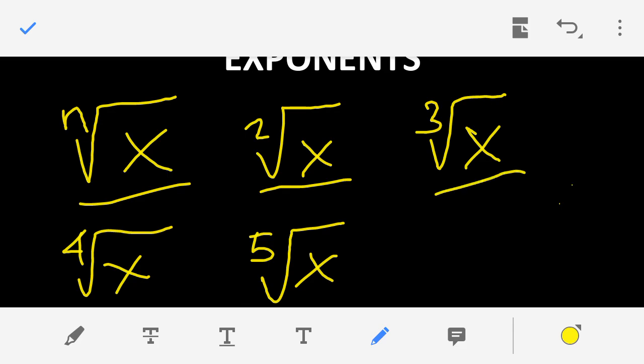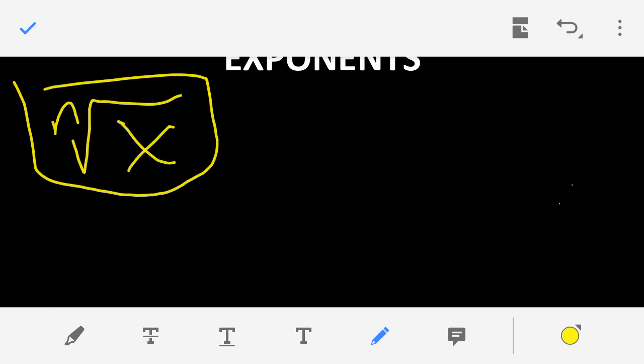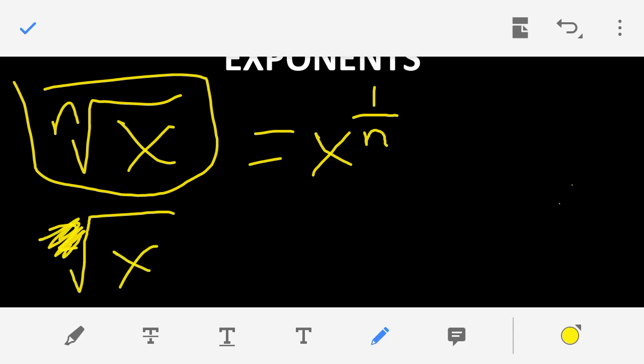Our radicals, we can write in a different form, no? Instead of writing this radical sign, such as square root or cube root, we can write it, let's say we have n as the indicator, as x raised to 1 over n. Okay? We can write it as x to 1 over n. For example, the square root of x is equal to x raised to 1 half. This is equivalent to that.